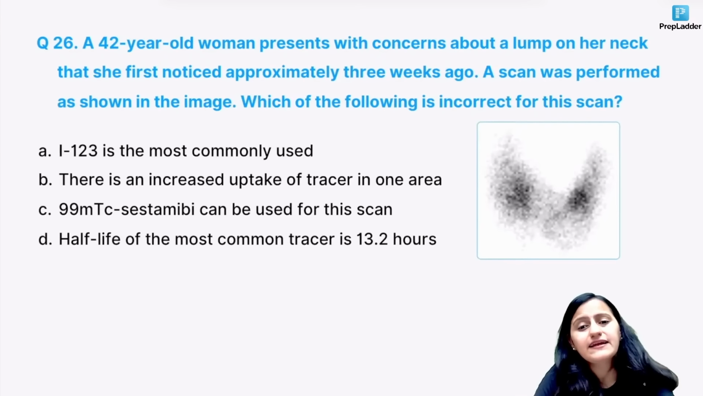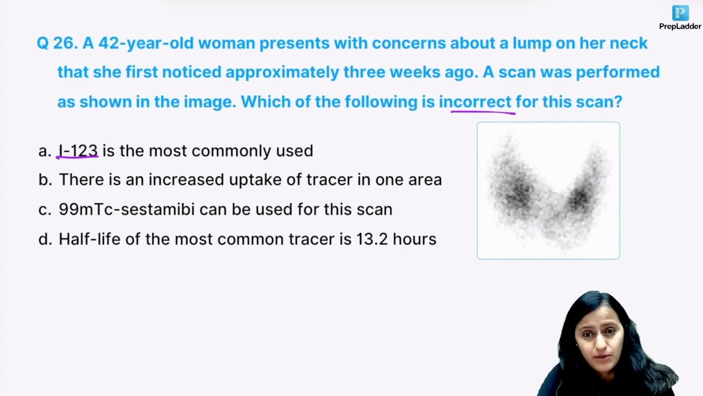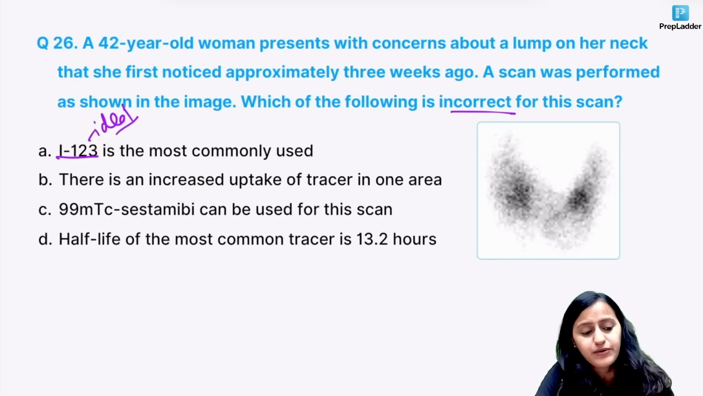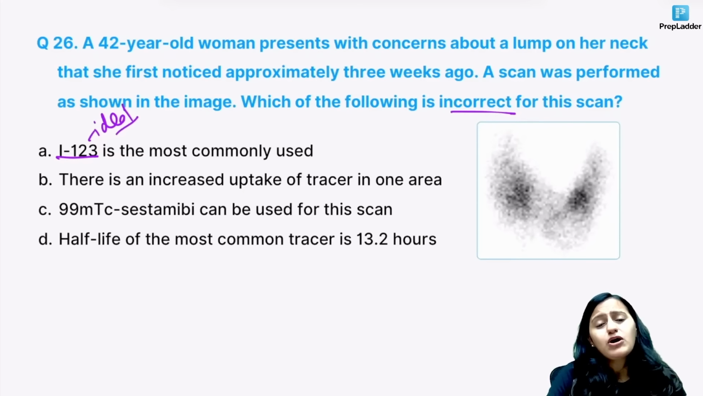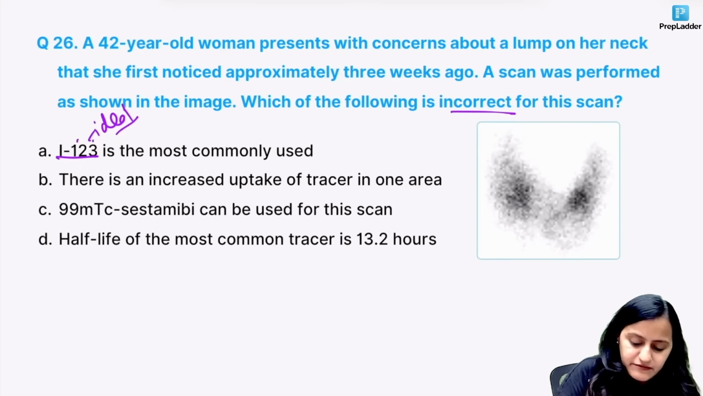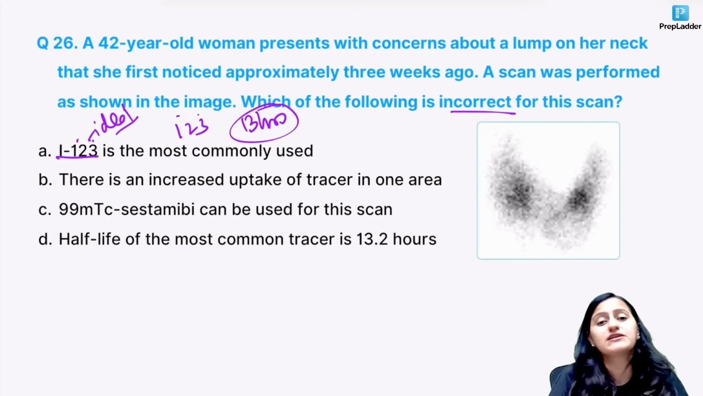Next one, again a nuclear scan, the thyroid scan which you are seeing here. So what is incorrect for this scan? Iodine 123 is most commonly used. That is the ideal one for the thyroid scan. Why is that the ideal one? Because again, the half-life is good enough to complete the scan and not so long that the patient will keep emitting radiation. For 123, take the first or last number. 13 hours is the half-life.